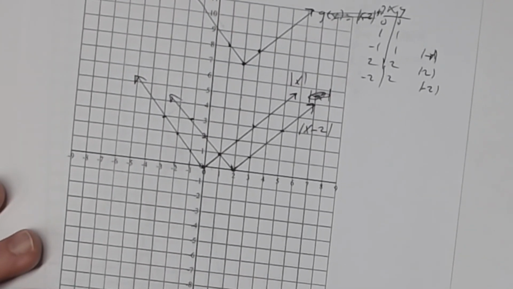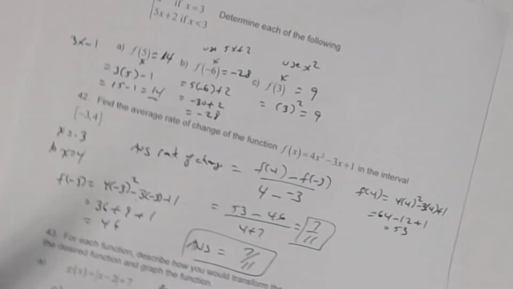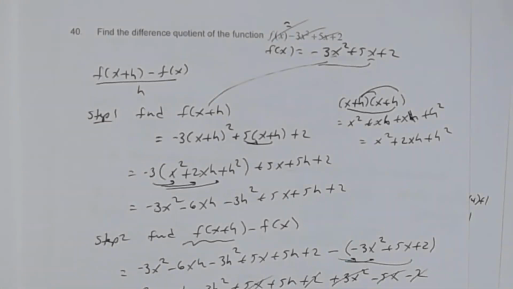So that is some problems on using transformations. And then we also talked about piecewise function, average rate of change, and difference quotient. All right, so that is the end of the key to those problems.